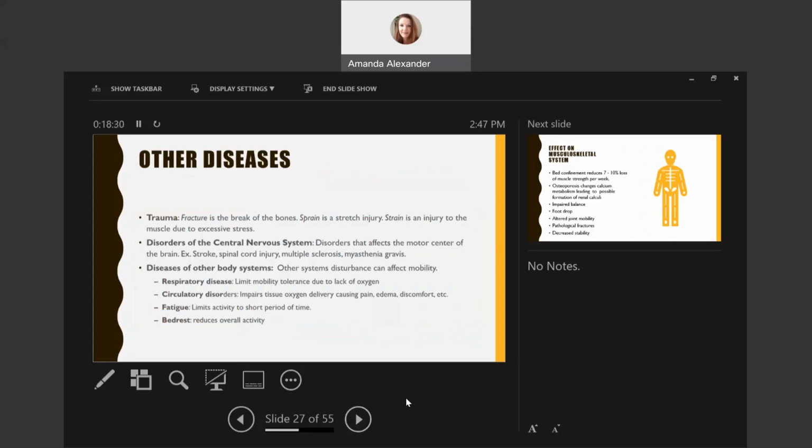This says other diseases, but trauma really is not a disease. So what I want you to understand here is frequent traumas. A fracture is a break in the bone. A sprain is a stretch injury. A strain is an injury to a muscle due to excessive stress. Strains are an excessive stretching of muscle or tendon.